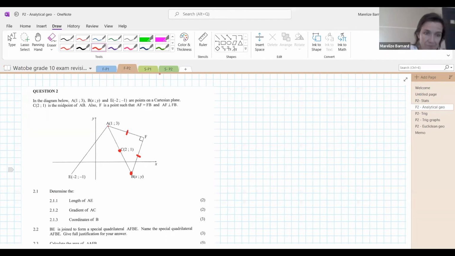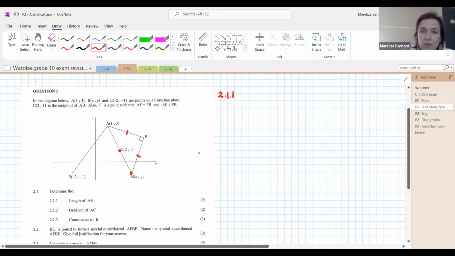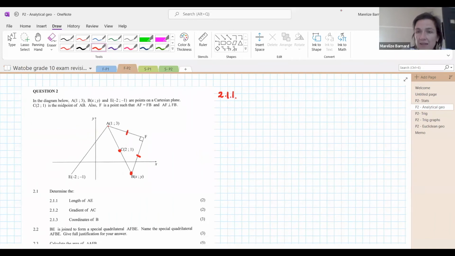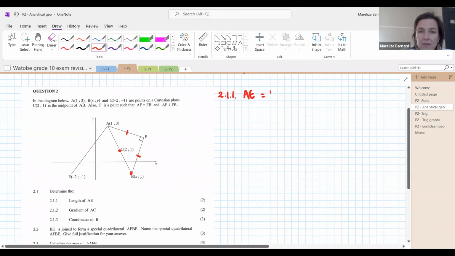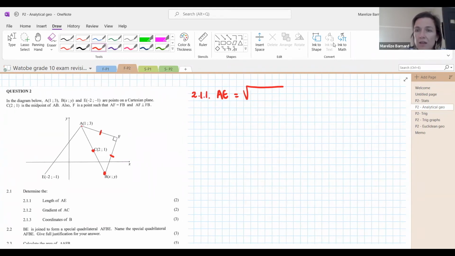Let's see. Okay, so the first question is actually, what is the length of AE? So to do the length of AE, we are going to have to do distance formula, right? So for distance formula, it's a bit like Pythagoras, and we go AE is the square root, and I'll write the formula down for you, and then I would like for you to work it out if you haven't done so already, there where you are busy. X2 minus x1 squared plus y2 minus y1 squared.